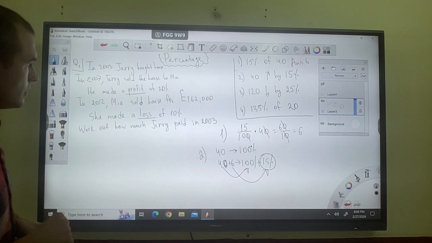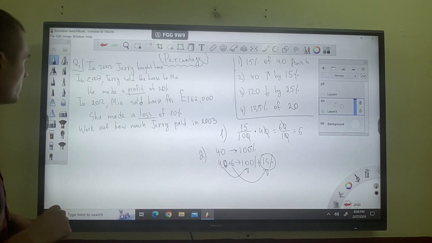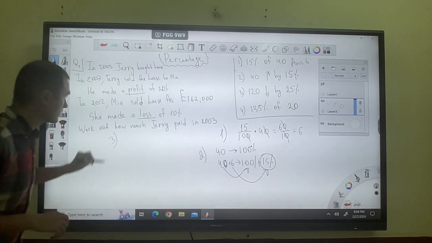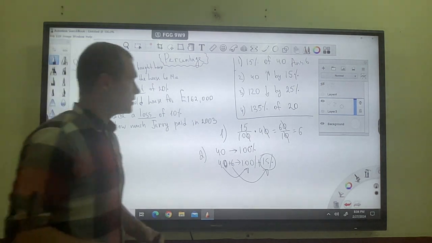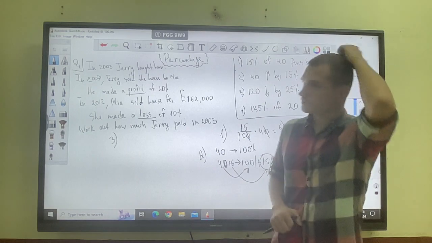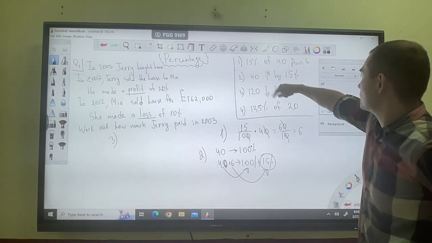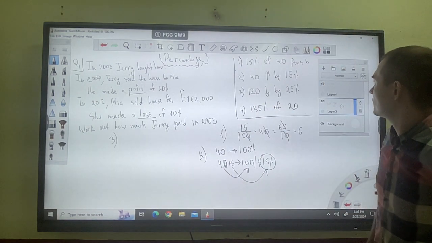Okay, let me just, should I erase? I'll do it later. Okay, number 3. We have the number 120 decreased by 25%. Now we're working with decreasing a number by a percentage.